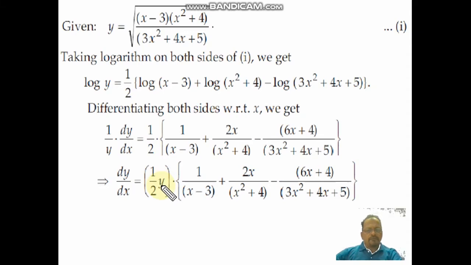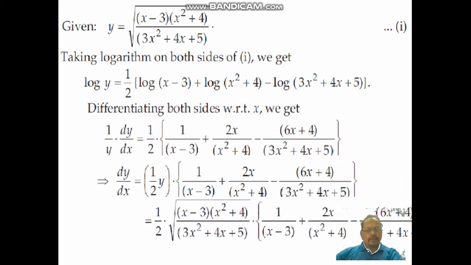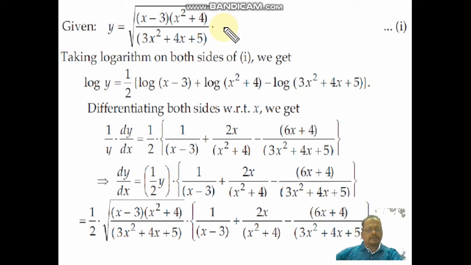We get dy by dx is half y multiplied by all the terms as it is. And finally write y as given in the original problem. Half into y, that is half into square root of (x minus 3)(x square plus 4) upon (3x square plus 4x plus 5), multiplied by [1 upon x minus 3 plus 2x upon x square plus 4 minus (6x plus 4) upon (3x square plus 4x plus 5)].